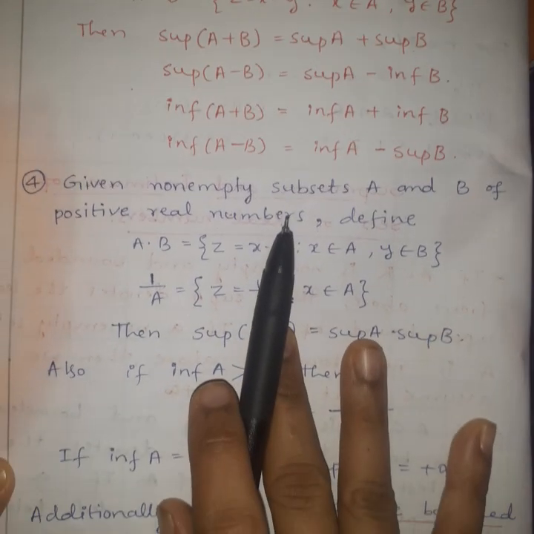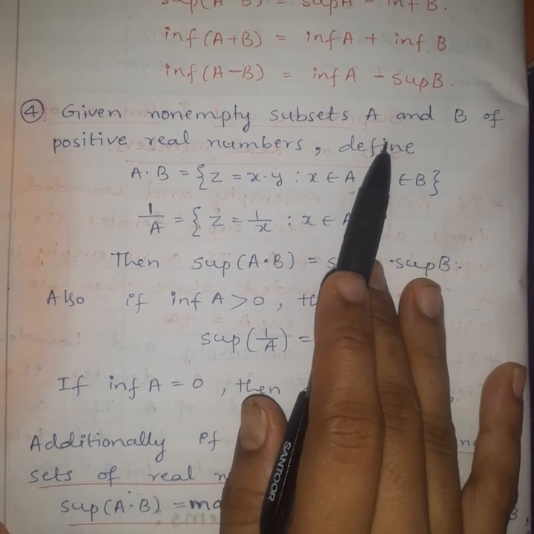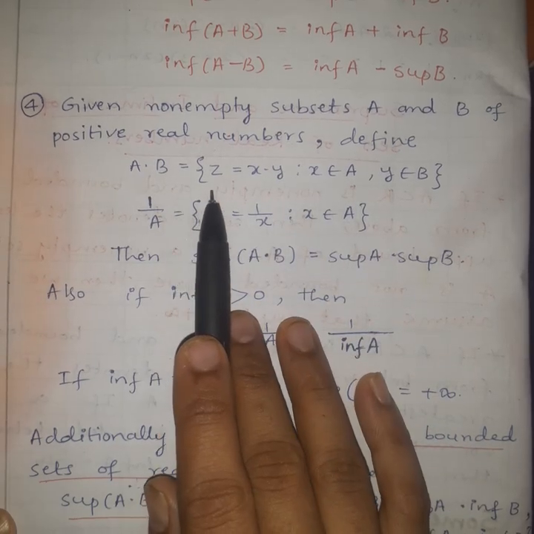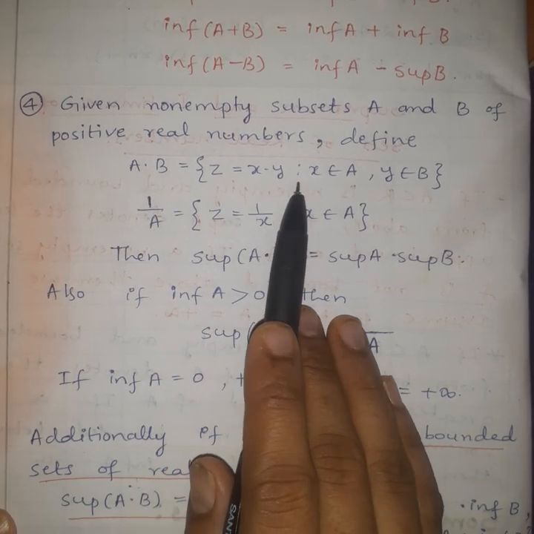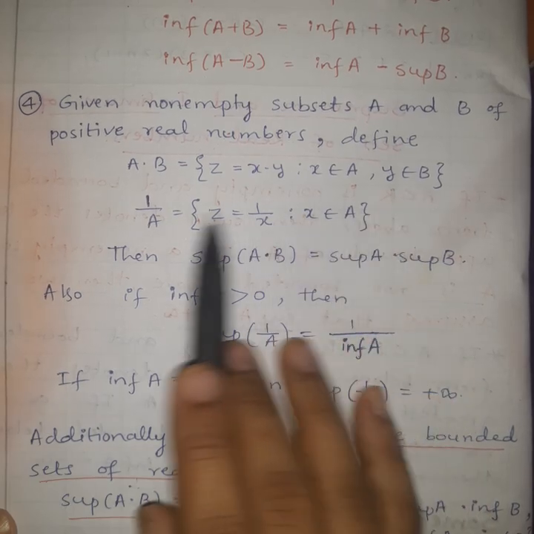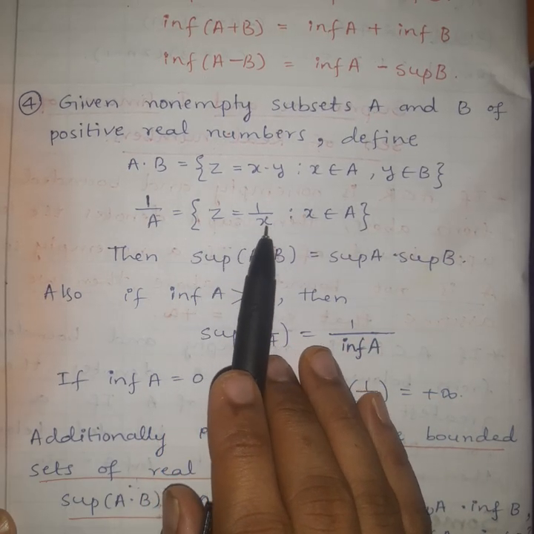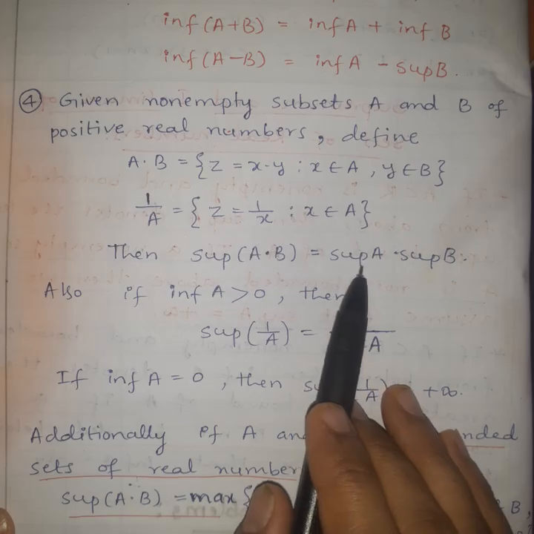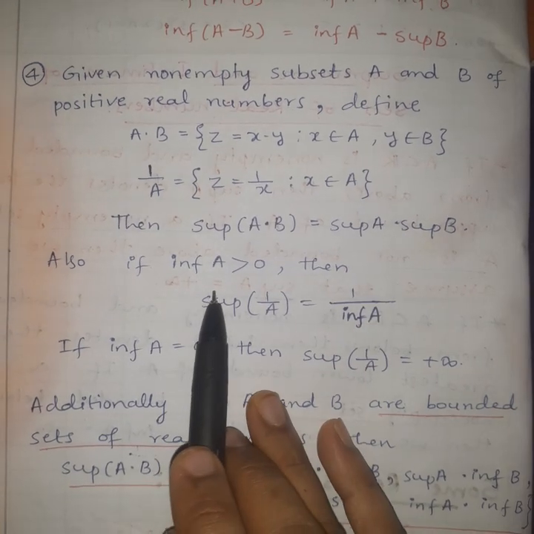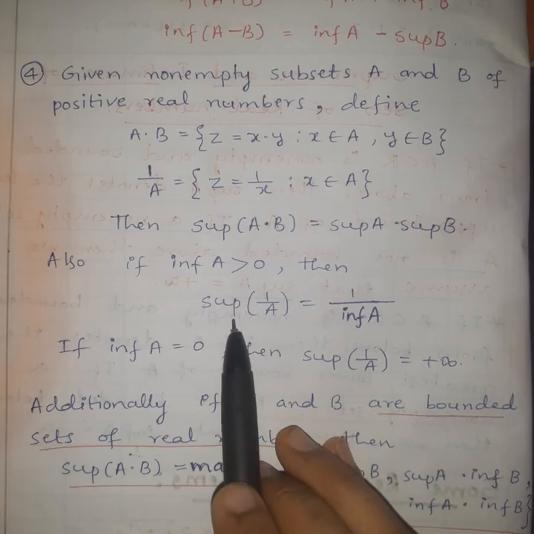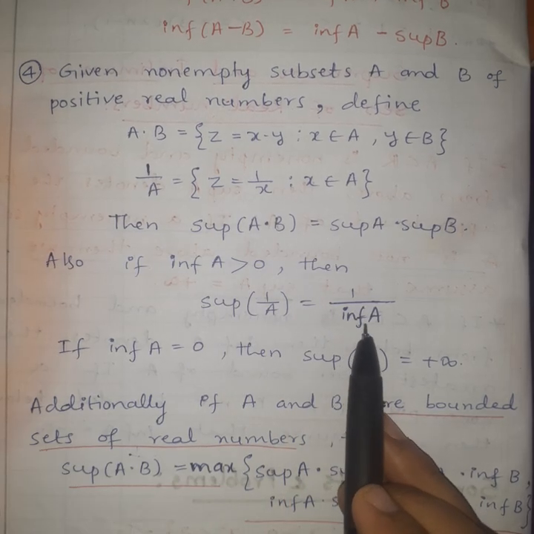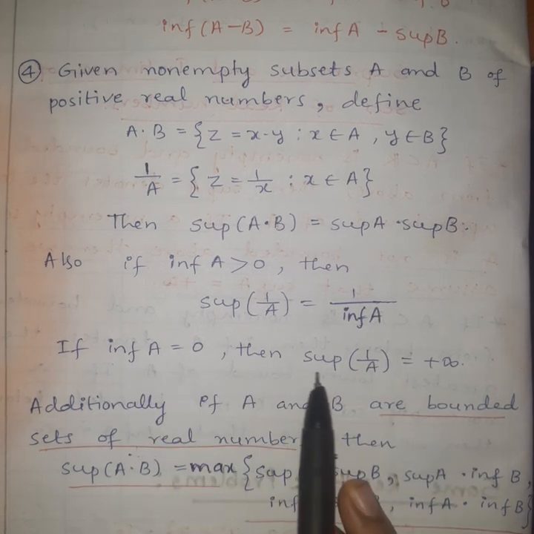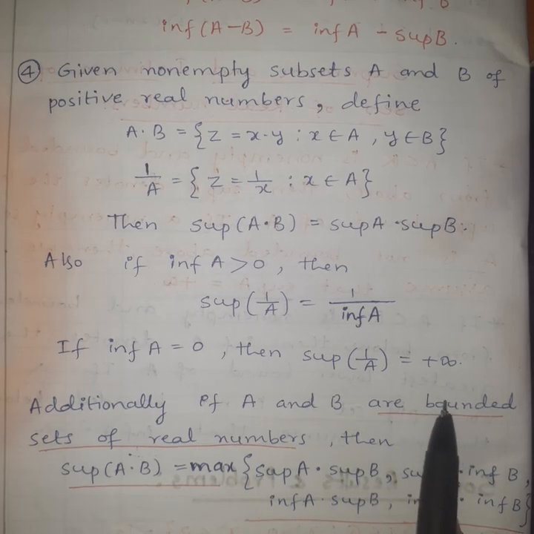Okay, next, fourth result. Given non-empty subsets A and B of positive real numbers, define A times B as the set of x times y such that x belongs to A, y belongs to B. 1 by A is the set of all z equal to 1 by x such that x belongs to A. Then supremum of A times B is equal to supremum of A times supremum of B. Also, if infimum of A is greater than 0, then supremum of 1 by A is equal to 1 by infimum of A. If infimum of A equals 0, then supremum of 1 by A is equal to plus infinity.